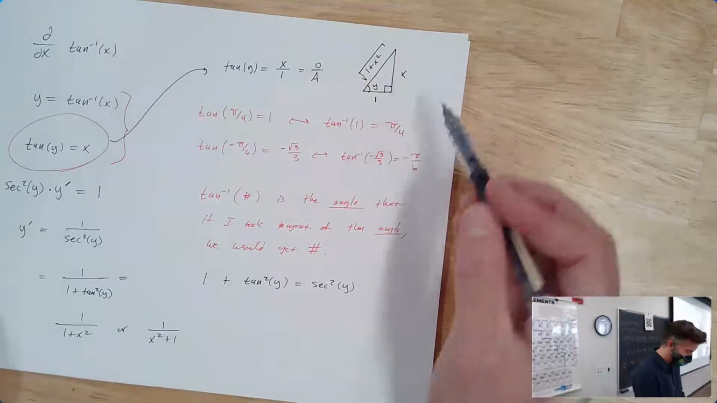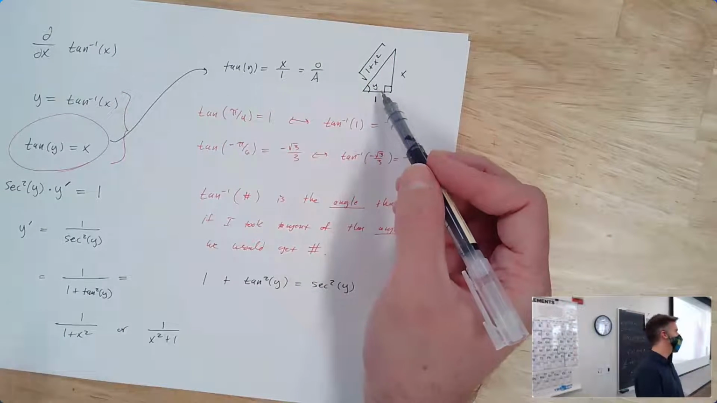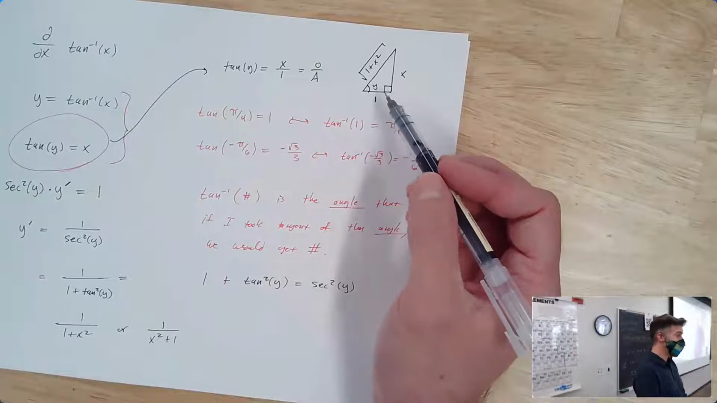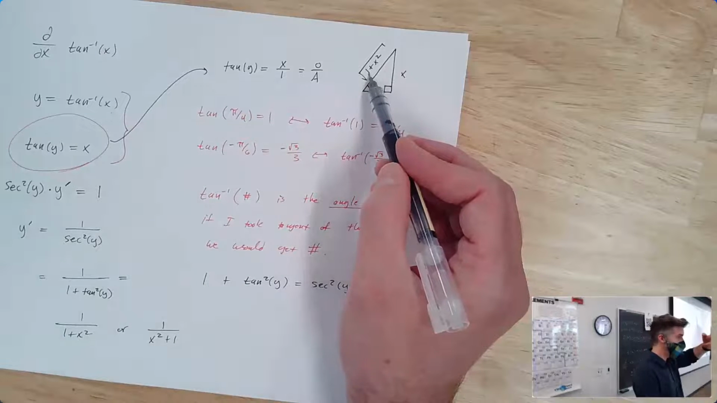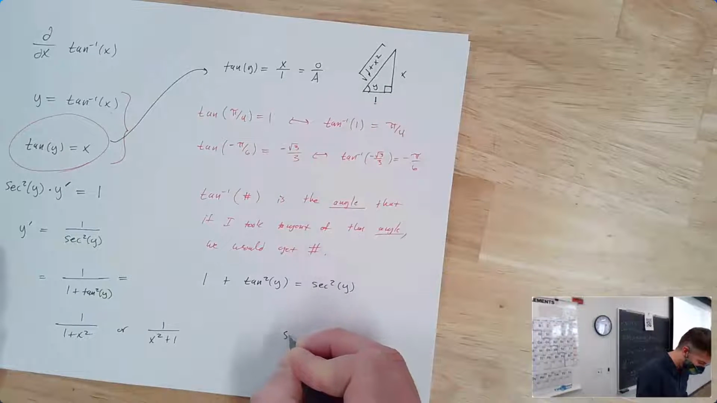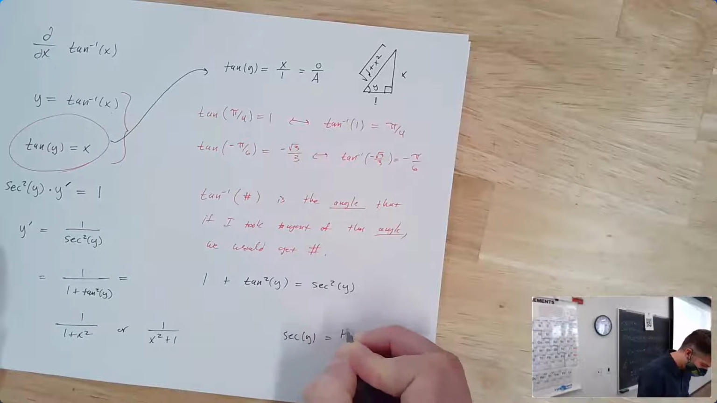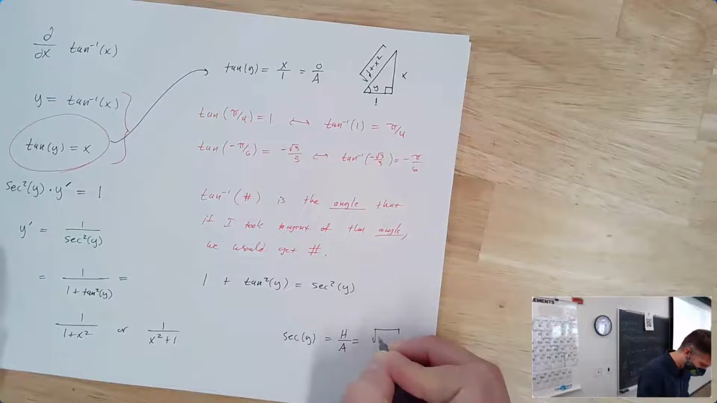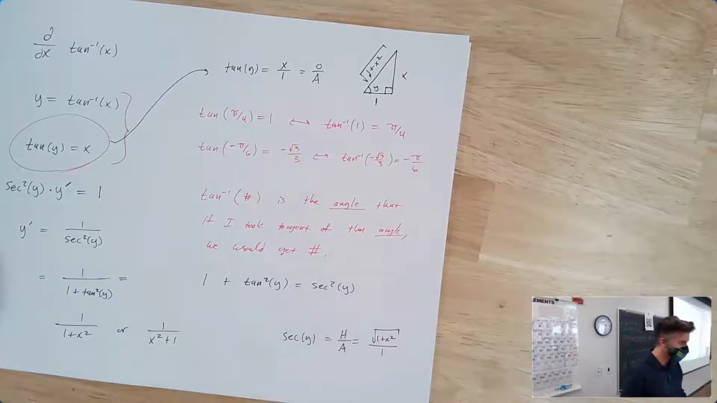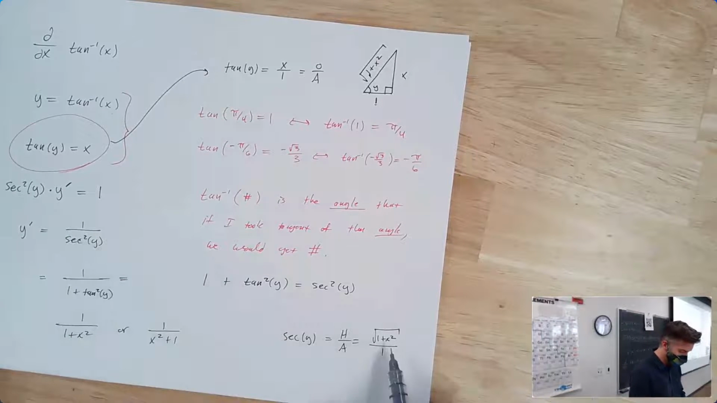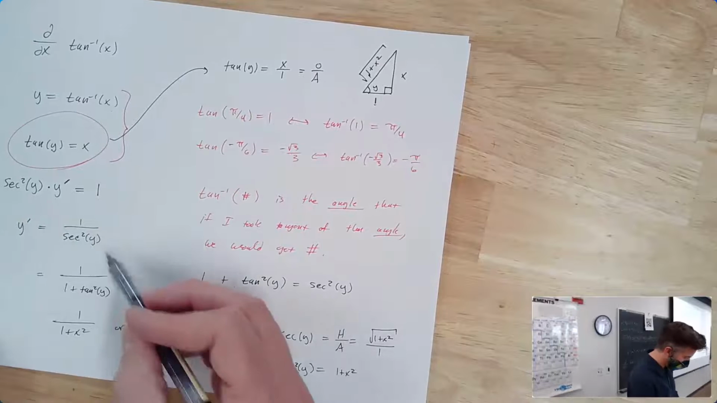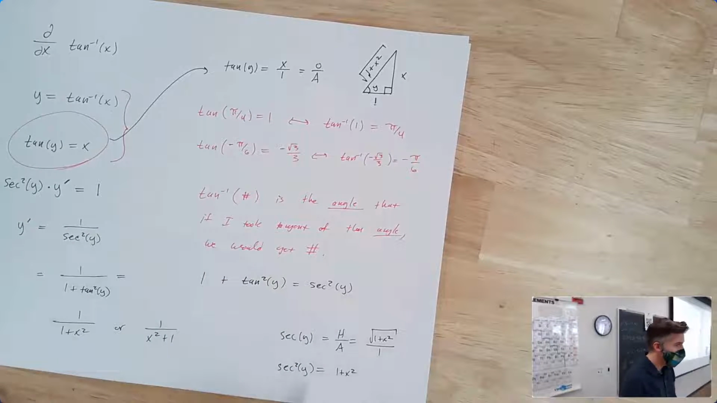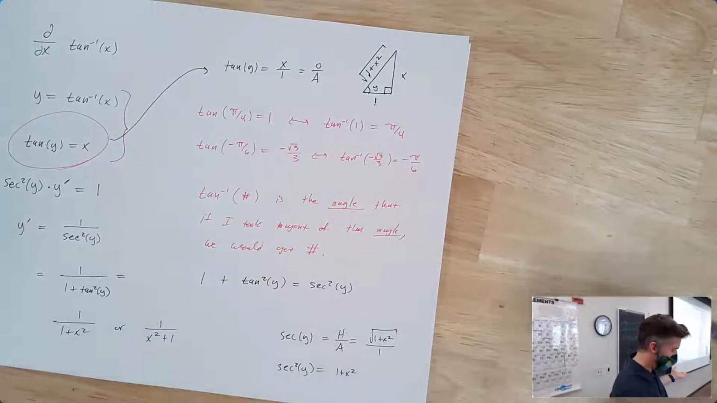And then if I want to find secant of y, I never remember what secant is. I definitely remember what cosine is. Cosine is adjacent over hypotenuse. Secant is the reciprocal of that. Secant is hypotenuse over adjacent, which is just the square root of 1 plus x squared over 1. And then secant squared is that thing squared. Oh, look, secant squared of y is exactly 1 plus x squared, which is exactly what we're getting in the denominator. Either way you want to get there is fine. I just thought I should show you both of those.